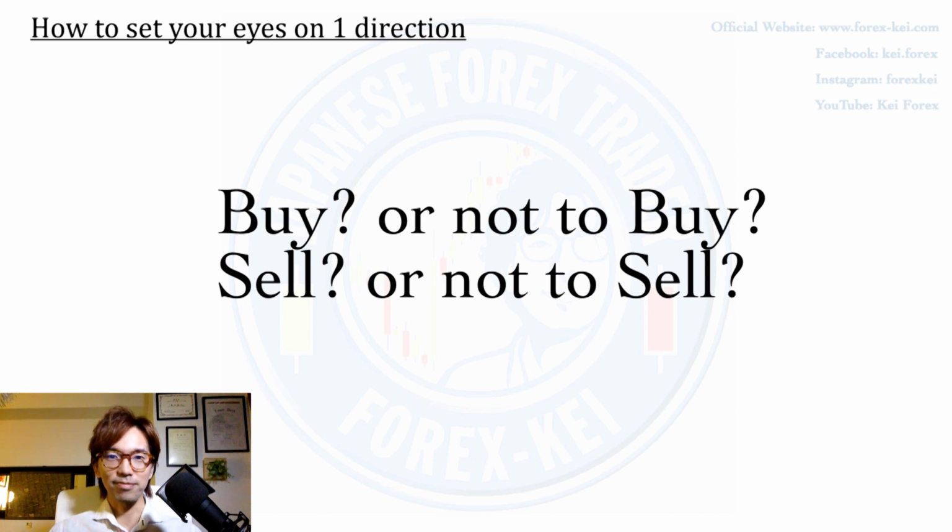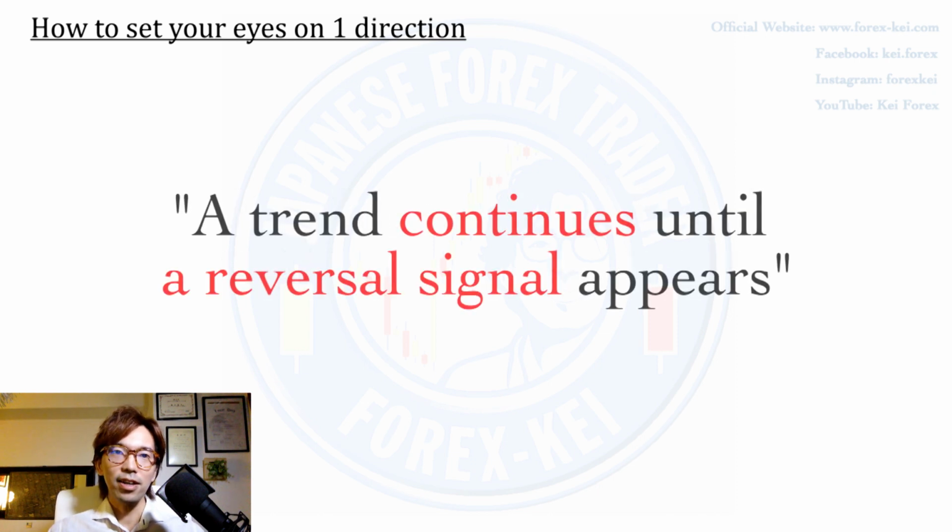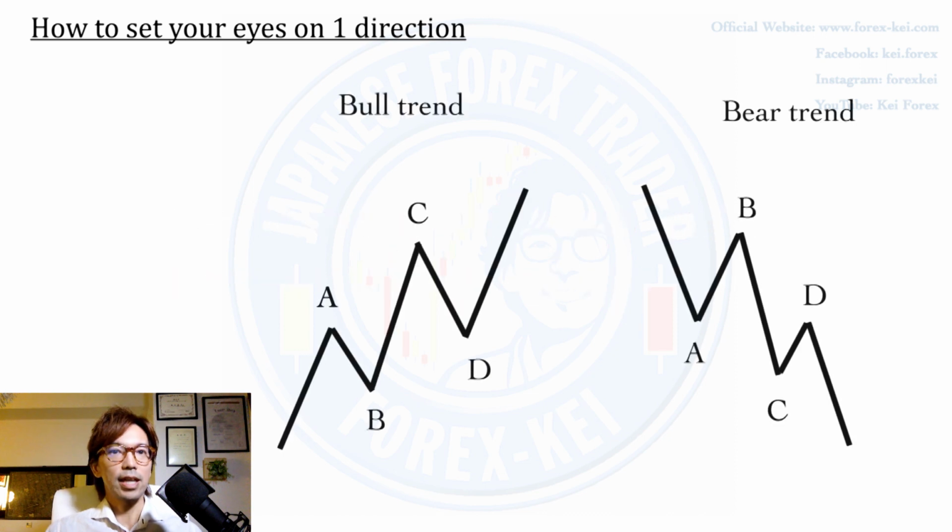So here we go. Here is the only thing I want you to know about trend. That is, a trend continues until a reversal signal appears on the market. Now look at these lines. First of all, let me clarify what the trend is. You may already know this, but just to make it clear.